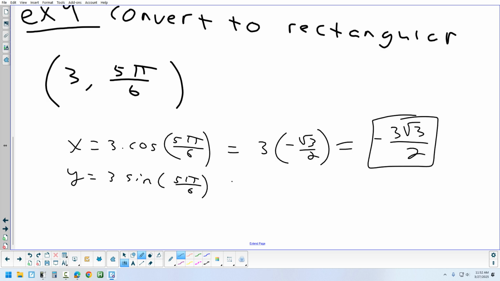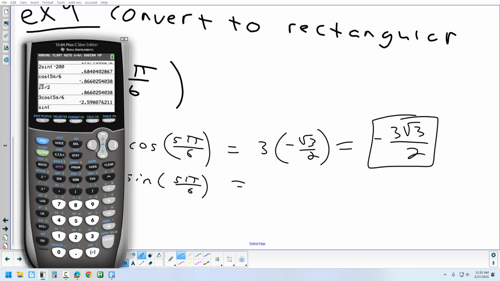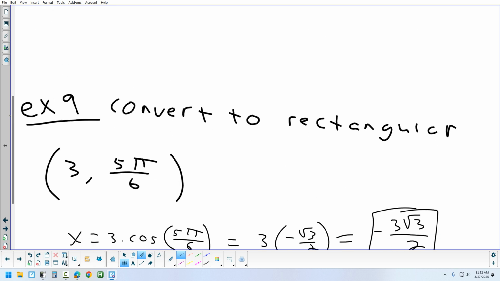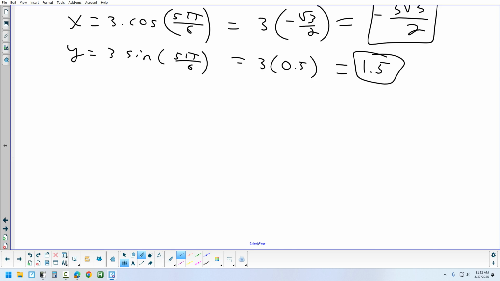And then when one of them comes out with a root, the other one usually comes out very nice. So sine 5 pi over 6, that is 0.5. So 3 times 0.5 is 1.5. So writing your final answer in rectangular, it's negative 3 root 3 over 2, comma 1.5.